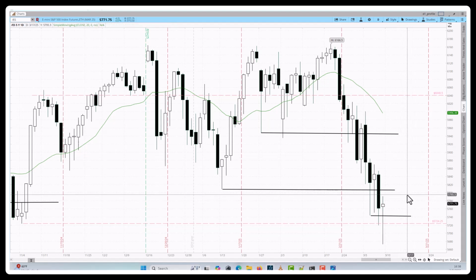So the range right here is very important. From 5809, and then this level 5744, and also the weekly level of 5724 right there.